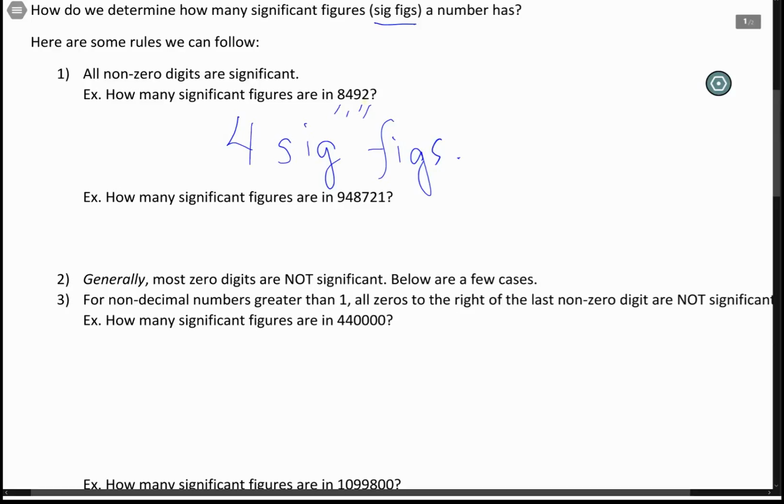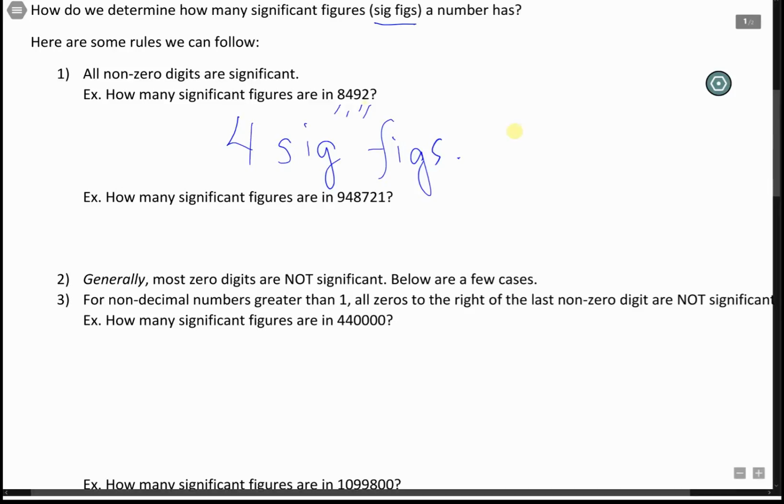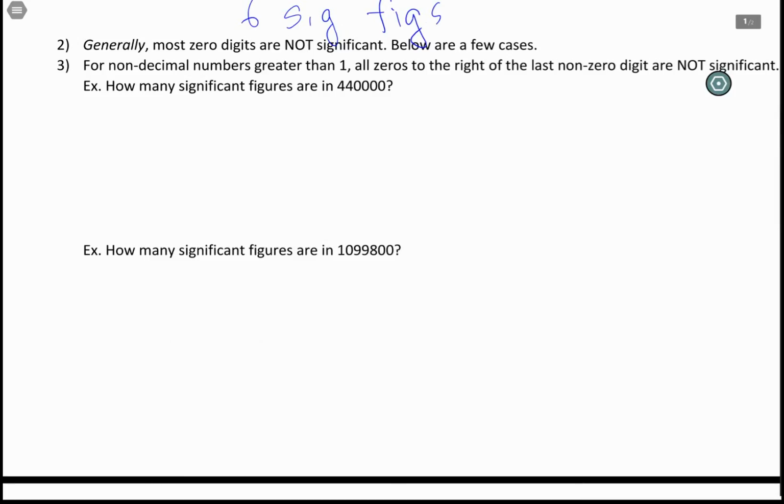Now it's your turn to try. We have 948,721. Here's a good time to pause and we'll come back. Okay, going over this, we have 9, 4, 8, so 3, 4, 5, 6, a total of 6 sig figs. Number 2. Now we dealt with non-zero numbers, but what about zero digits? Zero digits are oftentimes not significant, but there are cases where they are significant, and we'll look at those examples.